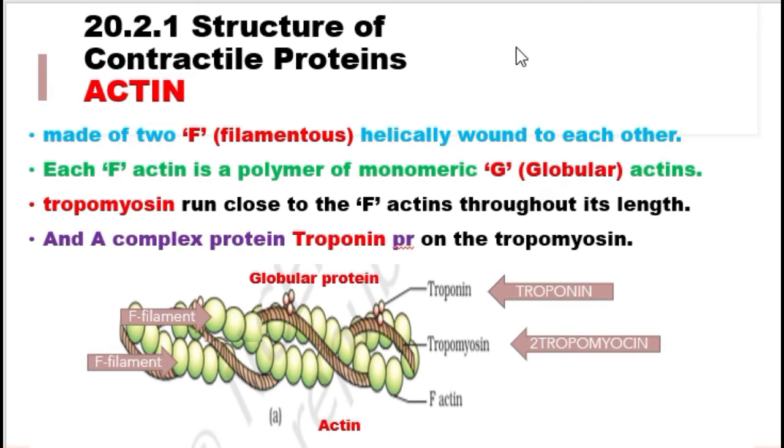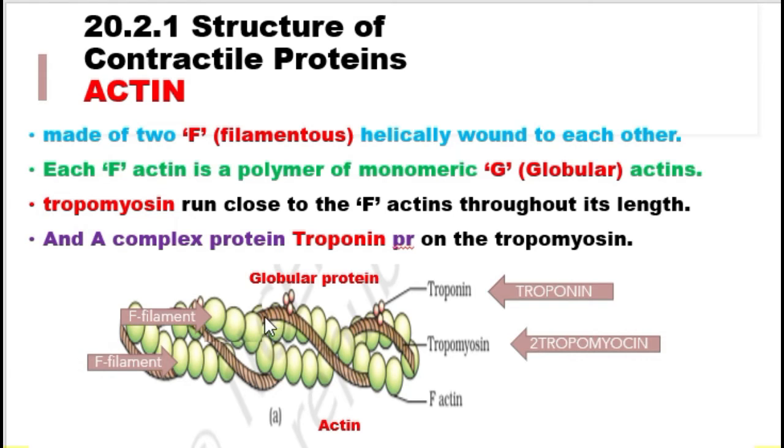Then we will see about the structure of the contractile proteins actin and myosin. Actin is made up of F filaments. This green color is the F filament. They are helically wound to each other. Each F actin is a polymer of a single monomeric globular protein, we call it G or globular actin. Each round unit is a globular actin, and all these are arranged together to form the F filament.